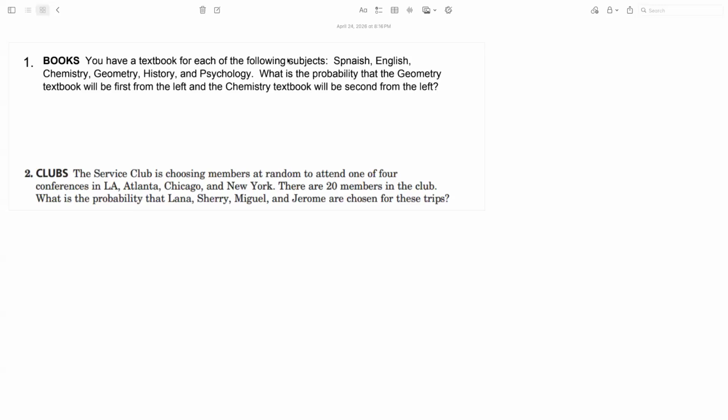You have a textbook for each of the following subjects: Spanish, English, chemistry, geometry, history, and psychology. How many? 1, 2, 3, 4, 5, 6 subjects. What is the probability that the geometry book will be first from the left and the chemistry book will be second from the left? See, you have to order them. So, what is the probability that this order goes in reality?